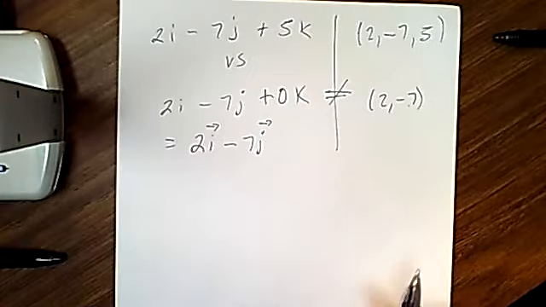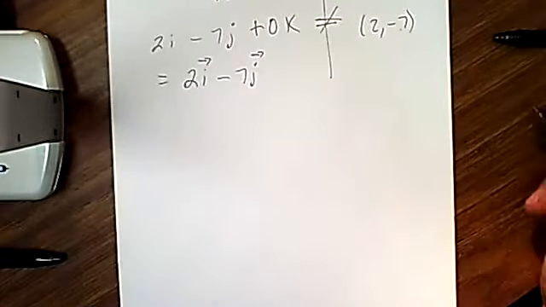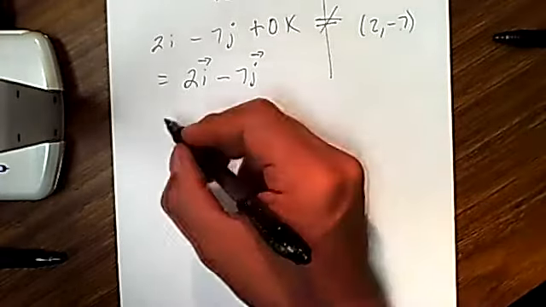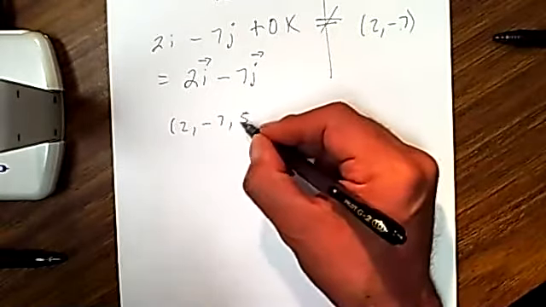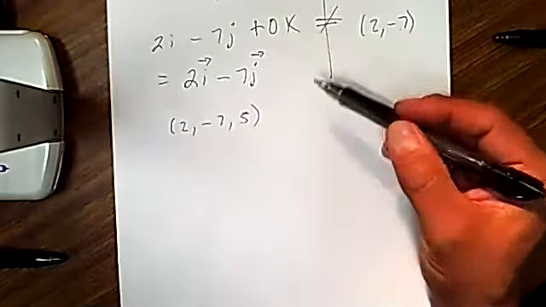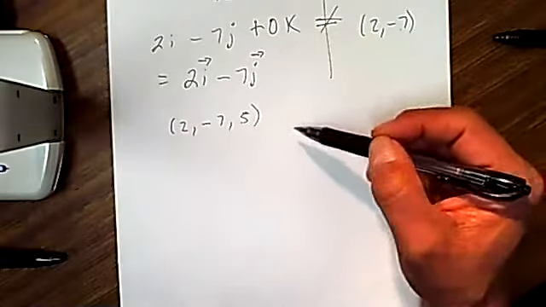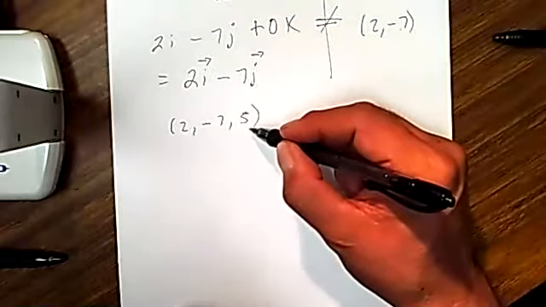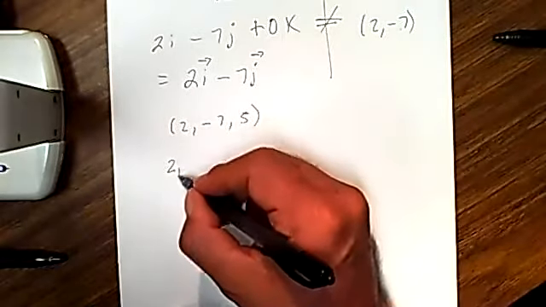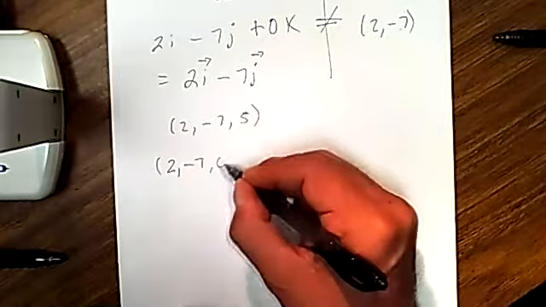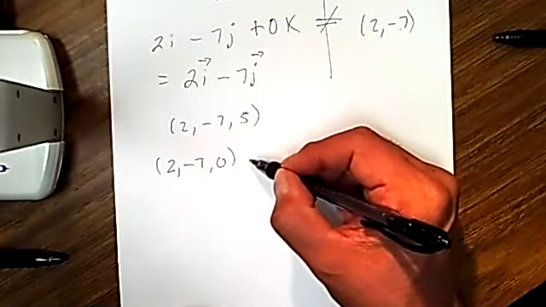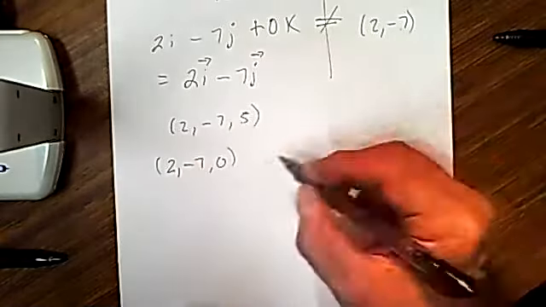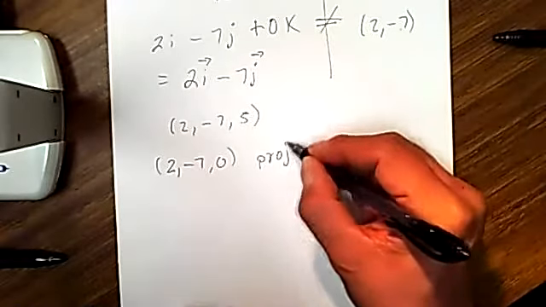Okay, so let's continue talking about projections. If you have a vector 2 comma negative 7 comma 5, that is a vector that is 3-dimensional, and we can project into the xy plane by causing this to be 0. So 2 comma negative 7, 0 is a projection of the original vector into the xy plane.